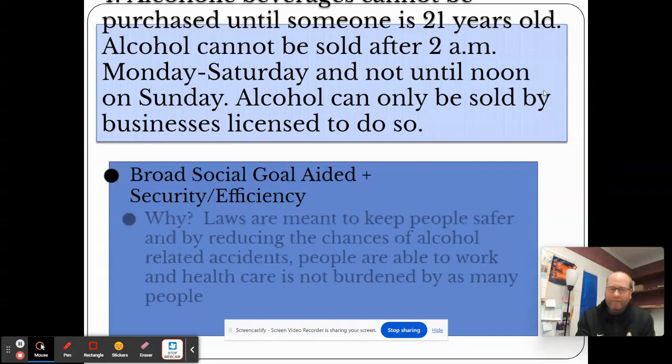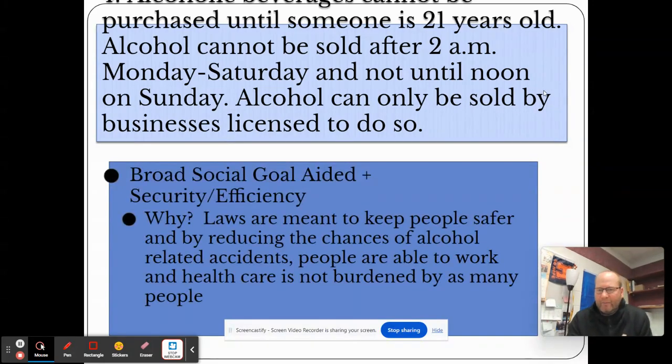Security and efficiency. Why? Laws are meant to keep people safer by reducing the chances of alcohol-related accidents. So if we don't have 19, 18, 17, 16, 15-year-olds drinking alcohol, we're probably limiting accidents that are going to happen. When those accidents happen, it puts a stress on our safety and security. It puts a stress on our healthcare system. Like, more money is being spent there. And people are able to work, and healthcare is not burdened by as many people.